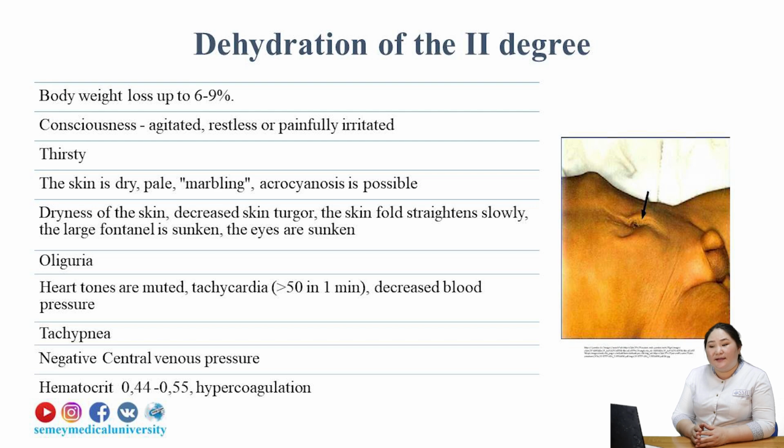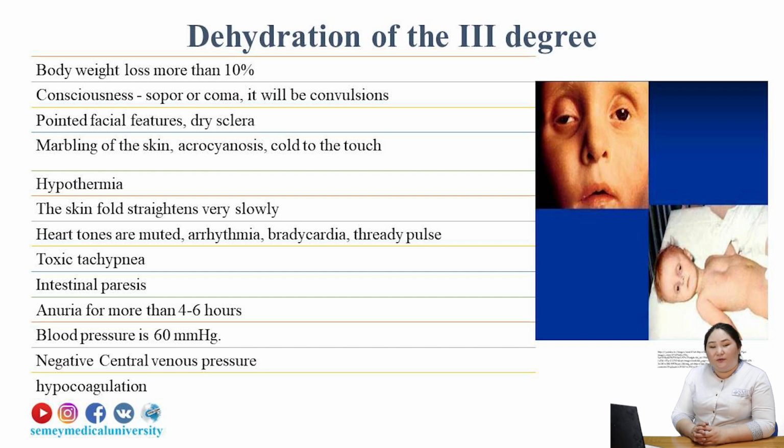The patient looks slightly weak, and you can see sunken eyes at this stage. In the second stage of dehydration, the patient will lose about 6-9% of body weight, and consciousness at this stage will be agitated, restless, or the baby is painful, irritated. They feel thirsty, have sunken eyes, decreased urination as oliguria, heart tones will be muted, tachycardia, and hypercoagulation signs will be present.